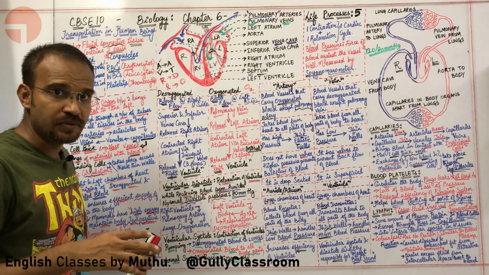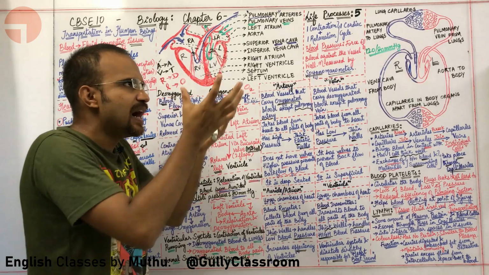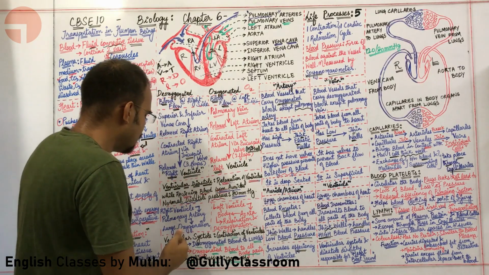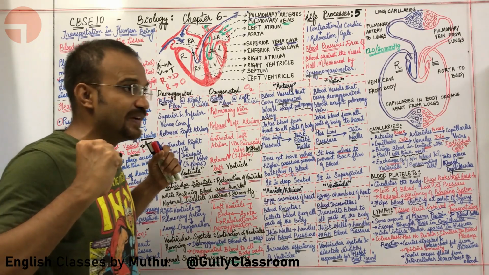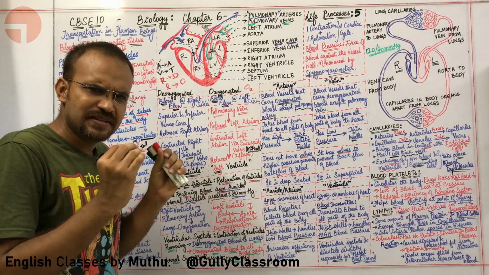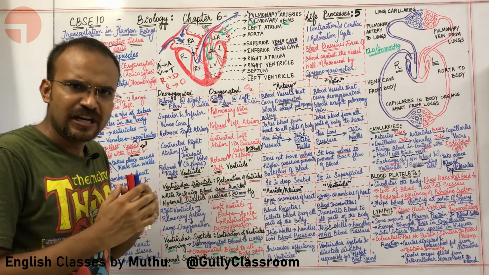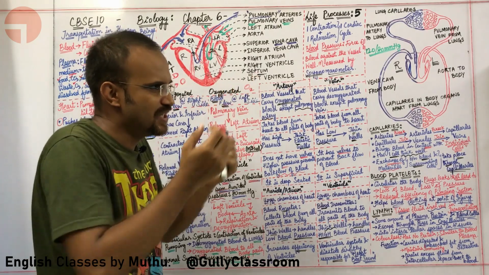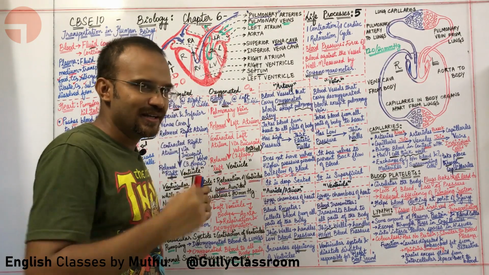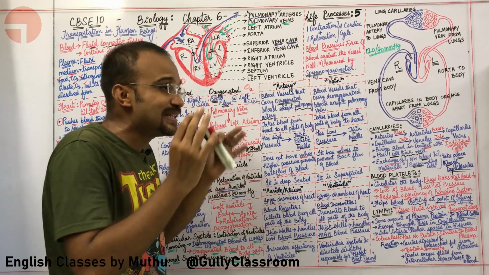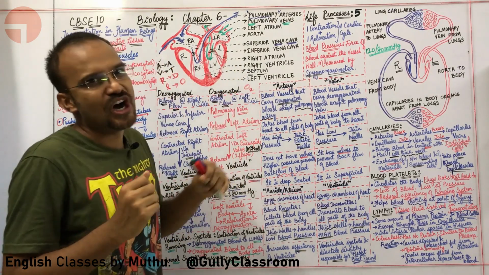Sir, how am I supposed to remember? Diastole means the ventricles are relaxed and receiving blood. How am I supposed to remember that systole means the ventricles are contracting together and pushing blood? There is a simple idea. Look here, diastole: the ventricles are relaxed. They are receiving blood from the auricles.